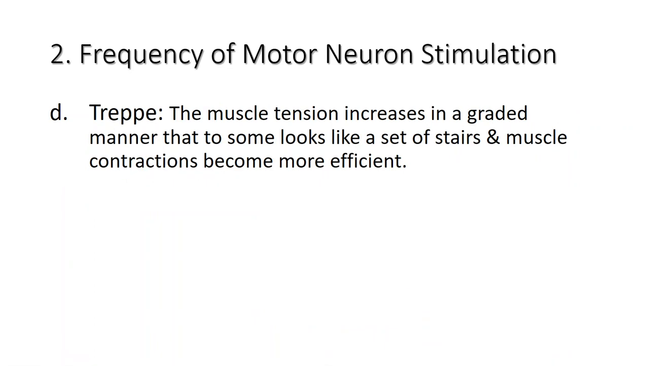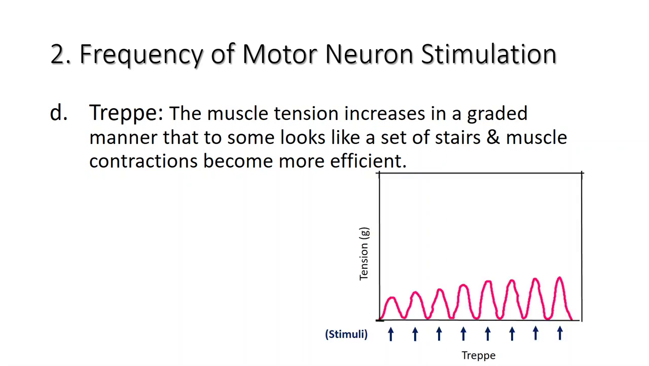When a skeletal muscle has been dormant for an extended period and then activated to contract, with all other things being equal, the initial contractions generate about one half the force of later contractions. The muscle tension increases in a graded manner that to some looks like a set of stairs. This tension increase is called treppe, a condition where muscle contractions become more efficient. It is also known as the staircase effect.